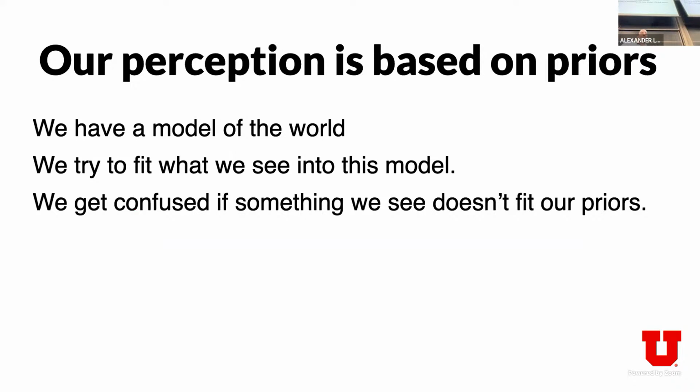Why I'm showing you this is that I want to make the point that our perception is based on priors. We have this model of the world. We have an understanding that doors and windows are rectangular, that the floor in a room is flat, and we apply all of those things. And it's kind of weird for us if it isn't actually the case. So we try to fit what we see into our predefined model, and we get confused if something we see doesn't fit our priors. And I'll show you a couple of examples where you will be confused and only later understand what is going on.